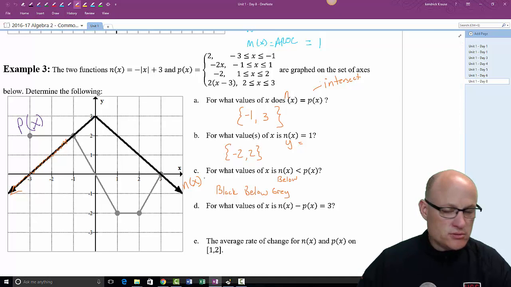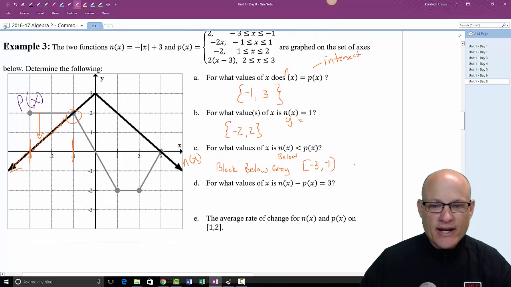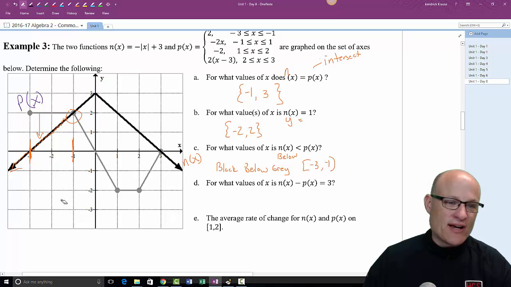So it is below gray, and I can only use this interval right here because I don't know what p of x is going to do past that. So from this interval, black is below. So I'm going to say from bracket negative 3 to negative 1. But now I can't put a bracket on the negative 1 because at this point they're equal. So I can only put a parenthesis there. Perfect.